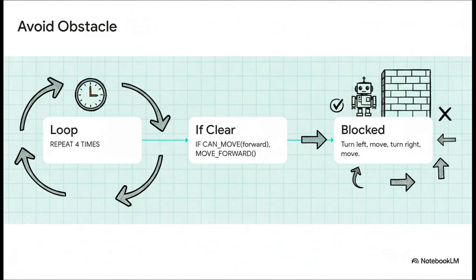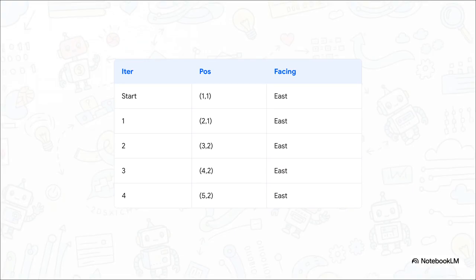We have a loop repeating 4 times. Inside the loop, the robot has to make a choice. If it can move forward, it simply executes a move forward command. But else, meaning its path is blocked, it has to execute a specific sequence of 4 commands to bypass the block. Rotate left, move forward, rotate right, and move forward. So let's trace these iterations carefully.